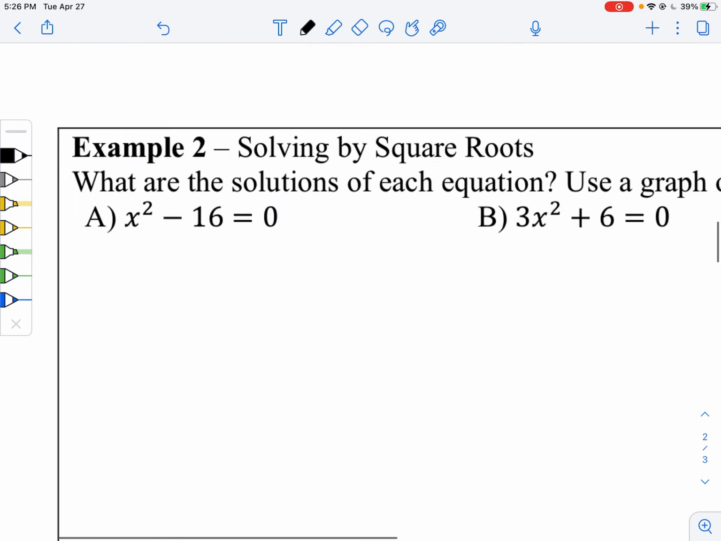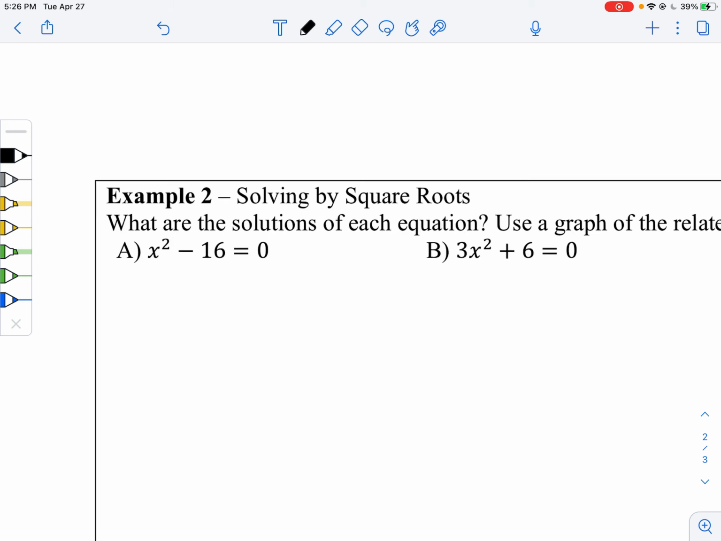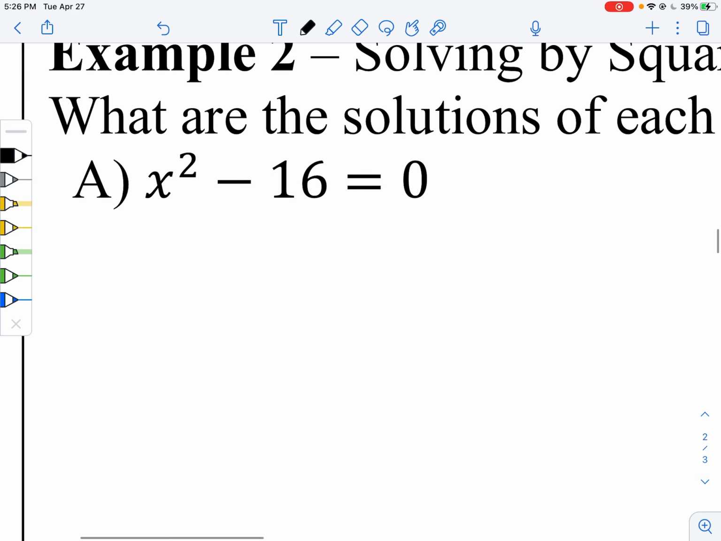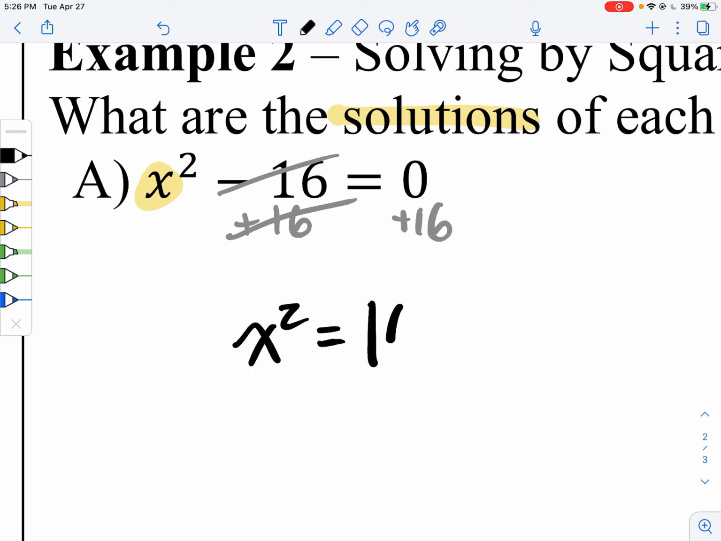Sweetums. Okay, what are the solutions of the equation? Whenever we find solutions, you're just trying to figure out what is x. So let's do what we can. I want to get x all by itself, so I'm going to undo everything that's happening to the x. Those 16s will cancel out. So I get x squared equals 16.